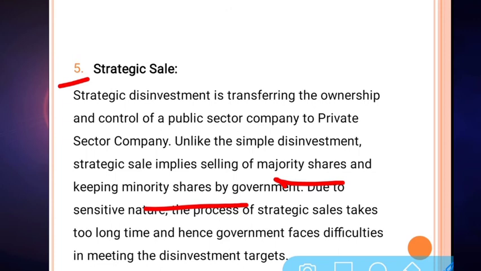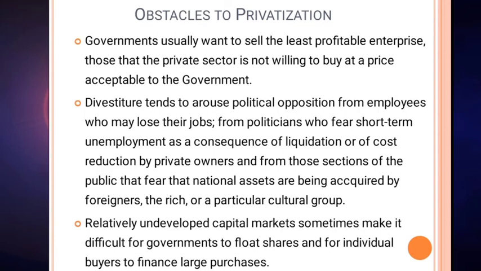So that is all about the ways of privatization. The next is the obstacles to privatization. The obstacles are the barriers which government usually faces when it wants to sell a public organization. Among these, the first one is that generally government wants to sell those organizations which are least profitable. Of course, no person wants to sell a profitable organization. Similarly, government also does not want to sell a profit making organization as it generates revenue for government, while the least profitable or loss making company is a kind of burden for government, and that is why government wants to sell such organizations.